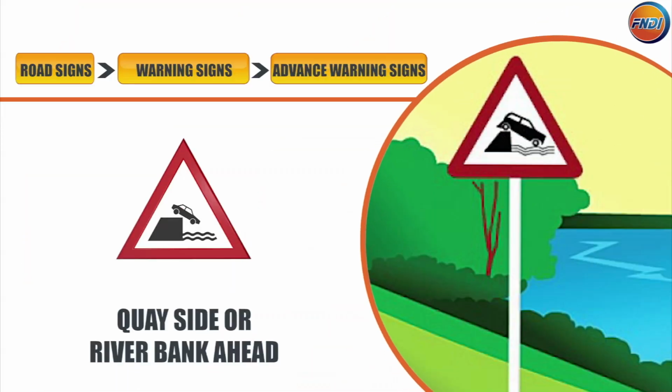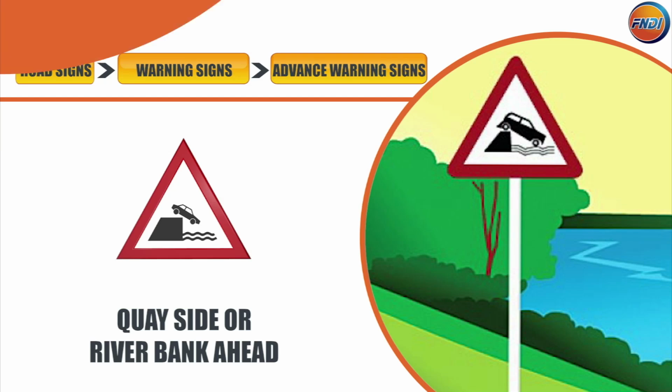Quay Side or riverbank. Quay Side or riverbank sign warns drivers that there is a riverbank ahead or the area where the road is terminating into the water source. This sign can be seen near creek area or riverbed. Motorists should avoid last-minute braking in these areas as the surface might be slippery due to the moist. If parking is permitted, only park parallel to the quay side or riverbank.